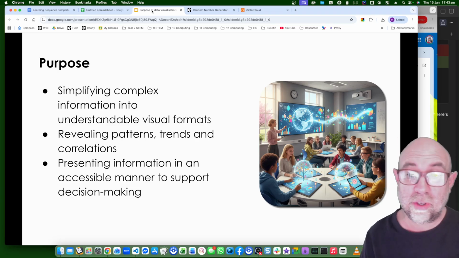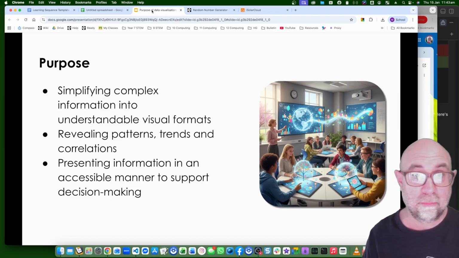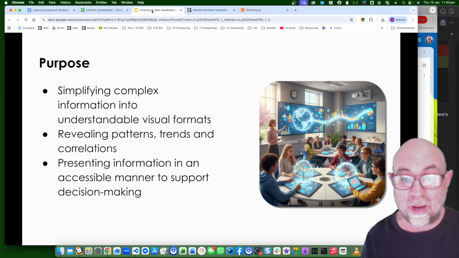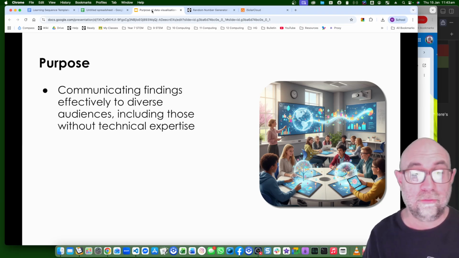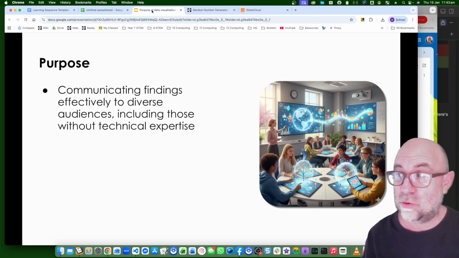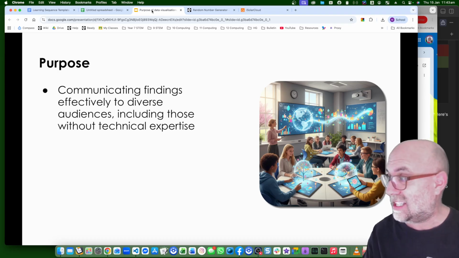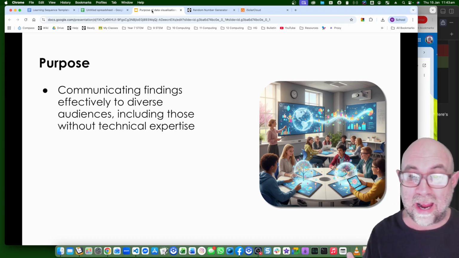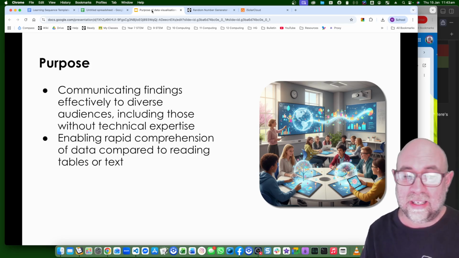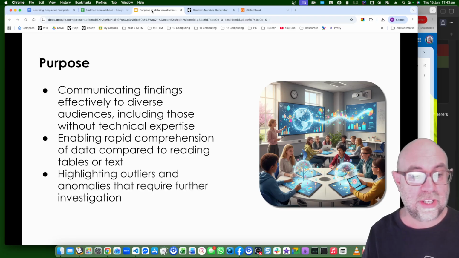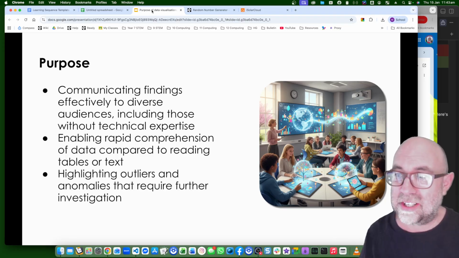So I can look at that and think, oh yeah, that's the cheapest time for me to be using power, or that's when I'm generating the most power that I've got to use. It communicates findings to diverse audiences, so much more people can understand information that's presented in a graph than if you were to just give them the raw data. Again, rapid comprehension compared to a table, and it enables us to spot outstanding values.